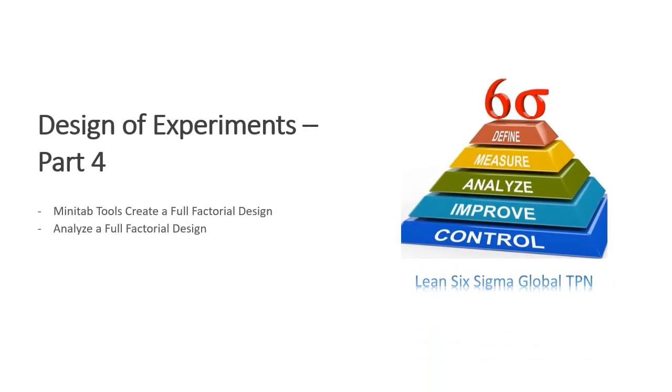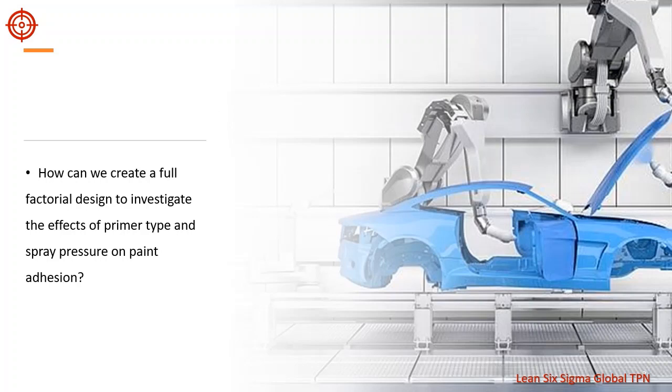In this video, we will talk about how to create a full factorial design and analyze a full factorial design using Minitab tools. So let's get started. In this section, we were interested in determining the primer type and spray pressure that maximize paint adhesion by providing the best surface. To study the effects of these two factors on the adhesion of the paint, we use a two-level full factorial design. In this activity, we'll work through the steps to create this design in Minitab.